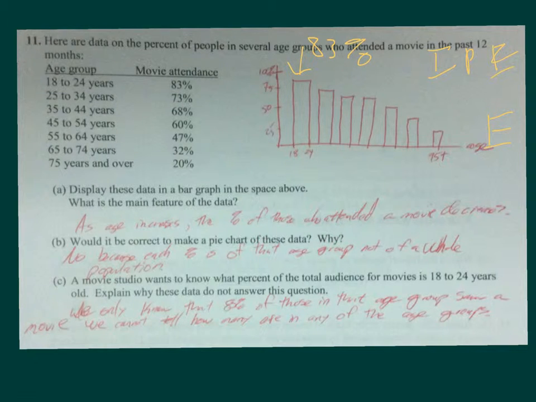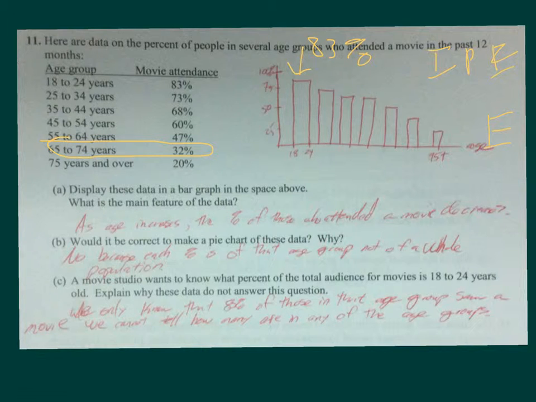But beware, the way that AP exam questions might be tricky is they might make these actually add up to 100%. The answer would still be no, because each percent here corresponds only to the percent of people interviewed in that age group. You know that because it says, here are the data in percents of people in several age groups, not of an entire sample or of an entire population.